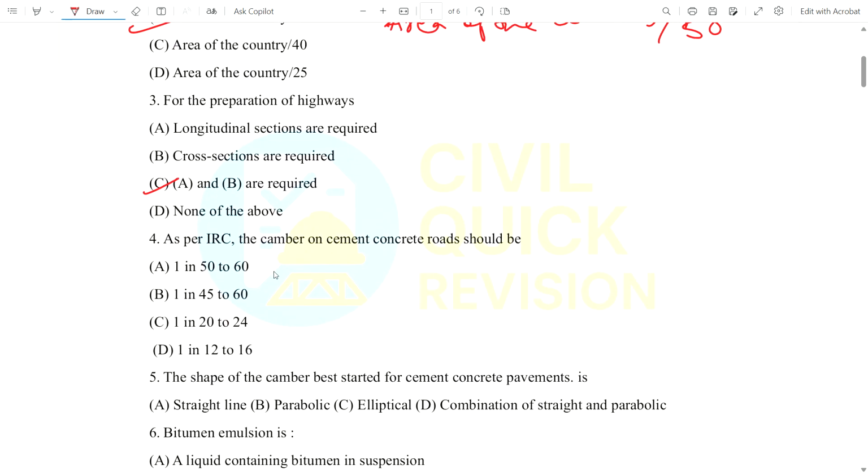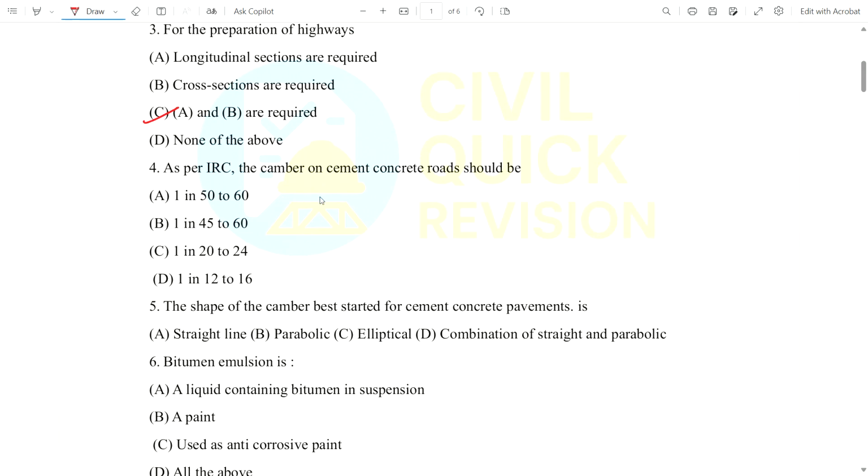Now coming to question number 4: as per IRC, the camber on cement concrete roads should be what? 1 in 50 to 60, or 1 in 40 to 60, or 1 in 20 to 24, or 1 in 12 to 16. You can remember some types of pavement, or remember their cross slope.